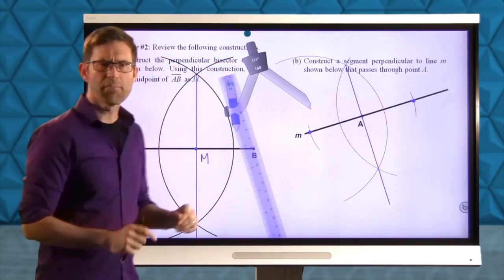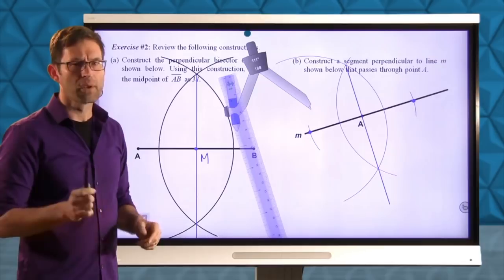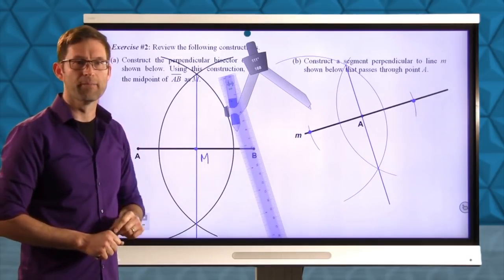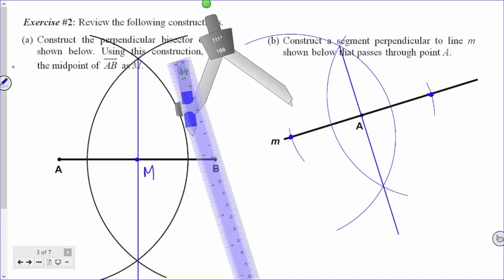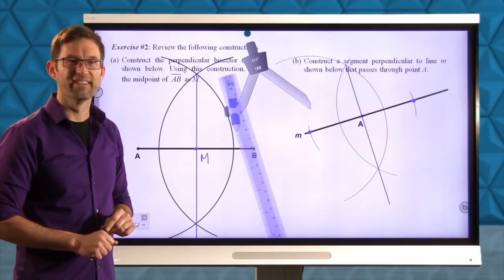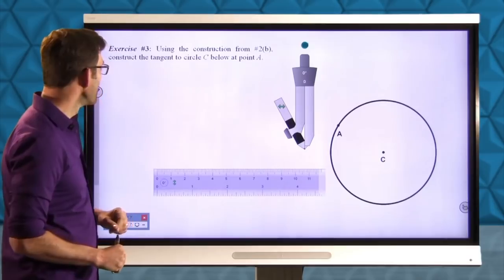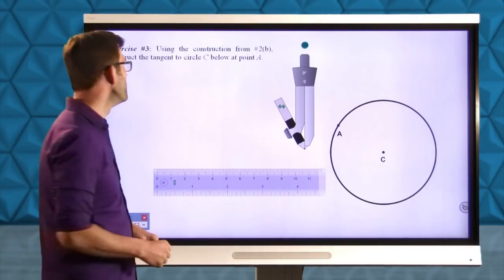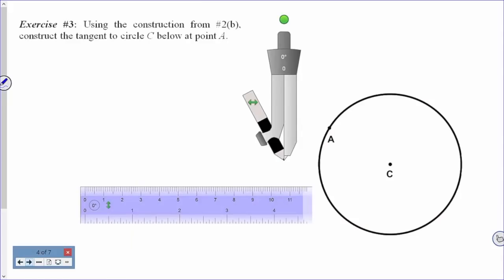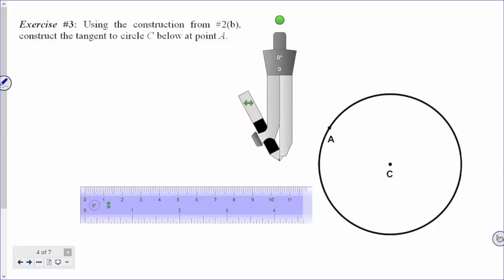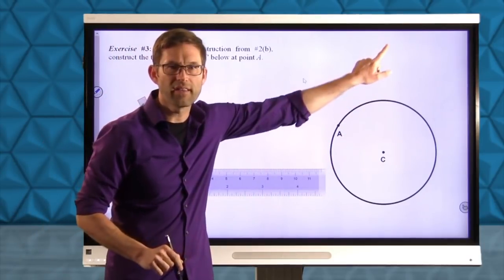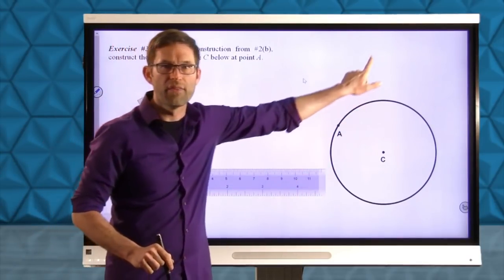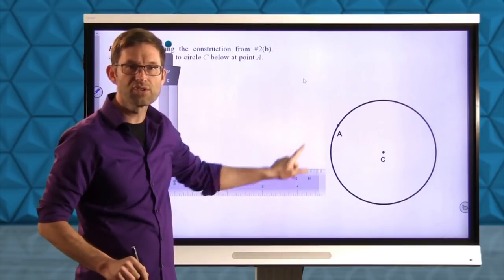All right, let me step back for a minute to have you look at this, because we're going to need this one especially in the first construction of a tangent. All right, let's do it. Here we go, exercise number 3. Using the construction from number 2b, construct a tangent to the circle C below at point A. So what I want is some line that comes in here and is tangent to the circle right at A.